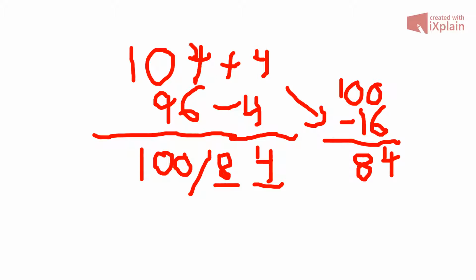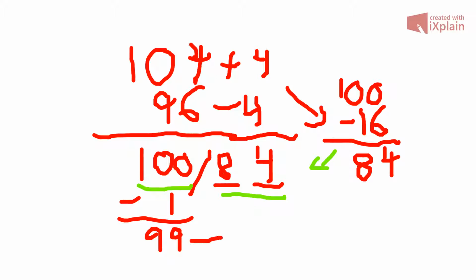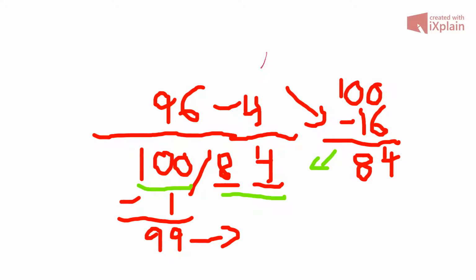Since we subtracted 16 from 100 to get these two numbers right here, and we didn't subtract anything over there, we need to balance the scales a bit, as they say. So instead of just leaving the 100 as it is, we subtract 1 from it to get 99. So the answer would be 9,984.